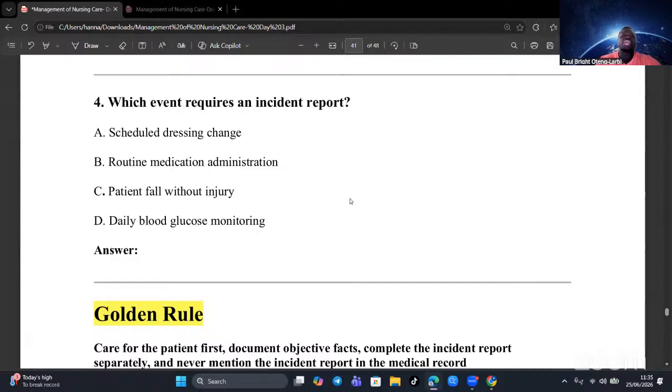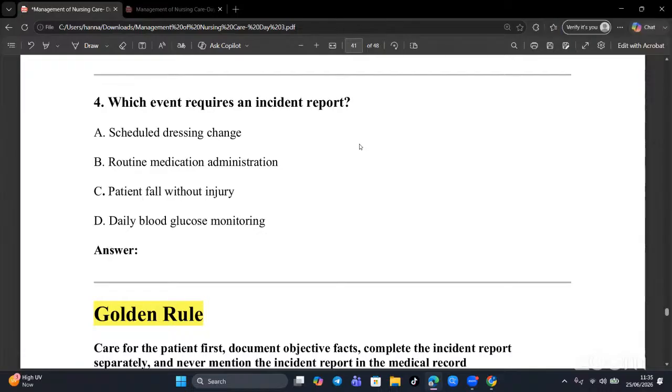Which event requires an incident report? Patient fall without injury. Okay. Yes. Patient fall without injury.